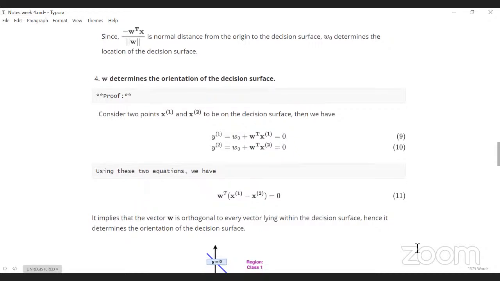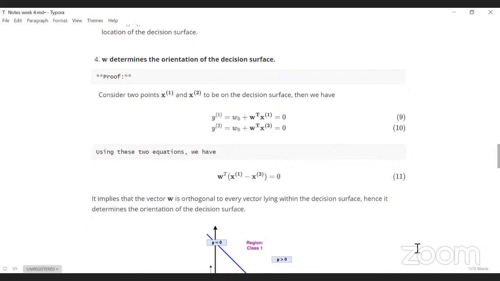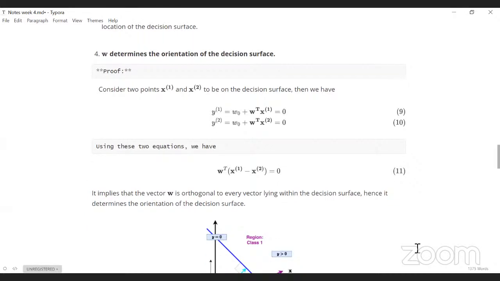Remember again, a dot b equal to 0 means that a and b are orthogonal to each other. So here vector W is orthogonal to the vector x1 minus x2. And x1 minus x2 is actually a vector lying along the line. So it means that W transpose is orthogonal to the line, to the hypersurface. In that sense, because it's always going to be normal, W transpose is going to decide the orientation of the decision surface.